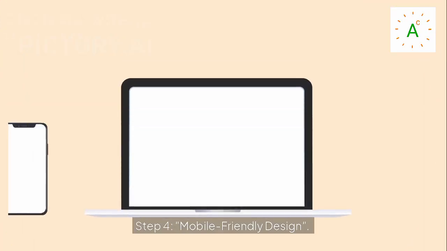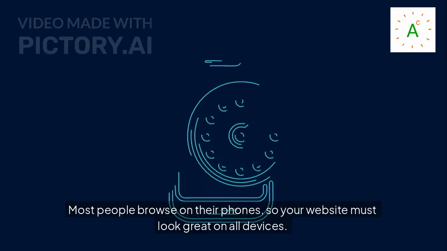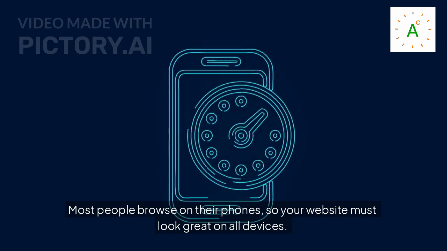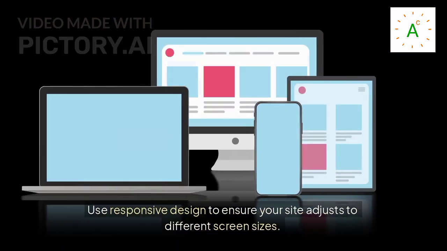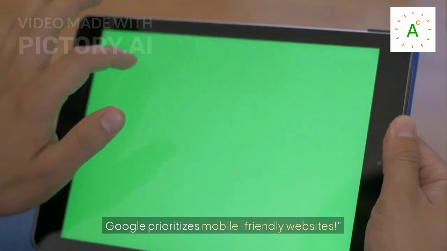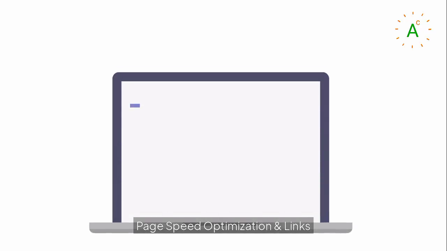Step 4. Mobile-friendly design. Most people browse on their phones, so your website must look great on all devices. Use responsive design to ensure your site adjusts to different screen sizes. Google prioritizes mobile-friendly websites. Page speed optimization and links.